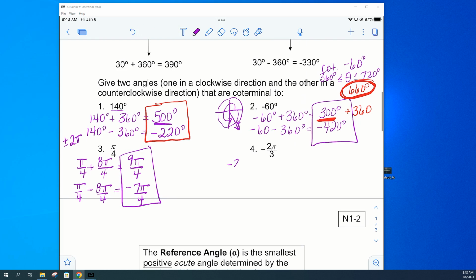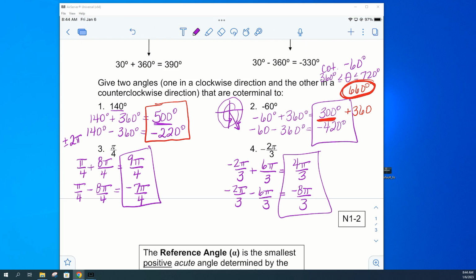With negative 2 pi over 3, what is 2 pi going to look like? Because I always add or subtract 2 pi. With a denominator of 3, my numerator will be 6 pi. So I get 4 pi over 3. And I probably wouldn't even have to show you this, but just in case, I would get negative 8 pi over 3. And those are my two.